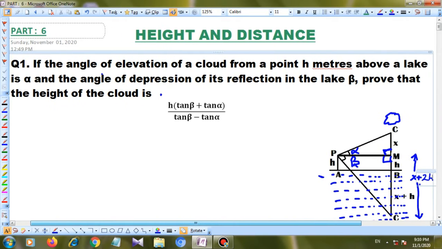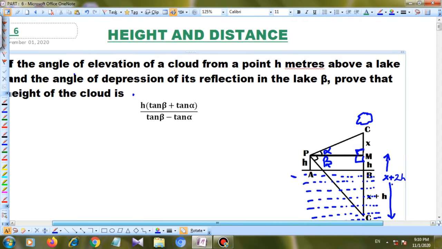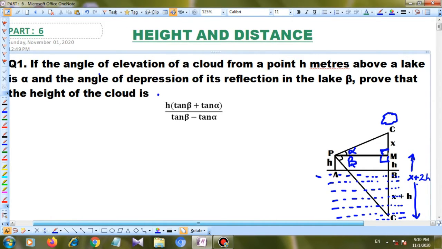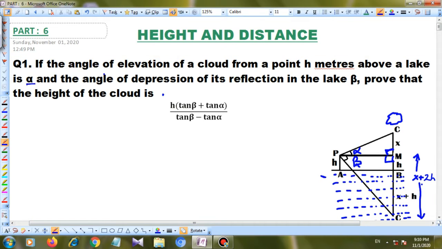So the first question is, if the angle of elevation of a cloud from a point h meters above a lake is alpha, and the angle of depression of its reflection in the lake is beta, then prove that the height of the cloud is h (tan beta plus tan alpha) upon (tan beta minus tan alpha).